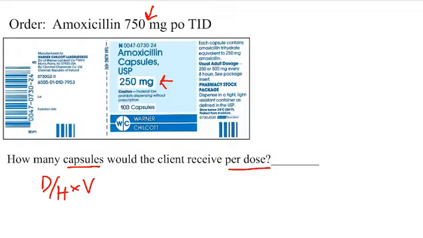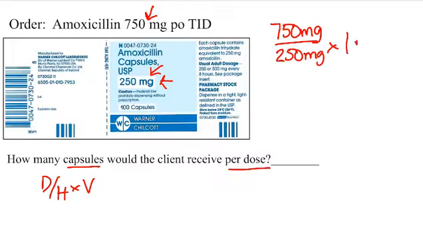So my D is my doctor's order. What is my doctor's order? My doctor's order is 750 milligrams. So I'm going to write that in there. And then what do I have? Going to my concentration on my label here, I know that I have 250 milligrams times one capsule.